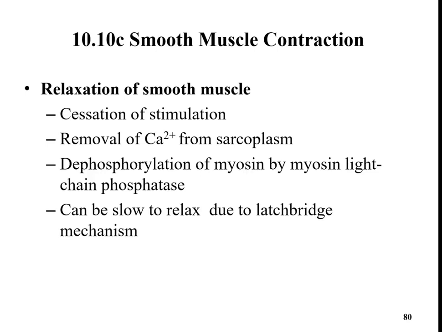Okay, so smooth muscle relaxation. First, you're going to have cessation of the stimulus. Next is going to be removal of calcium from the sarcoplasm. Right, so it's going to get shipped back out into the interstitial fluid. You're going to have dephosphorylation of myosin by myosin light chain phosphatase.